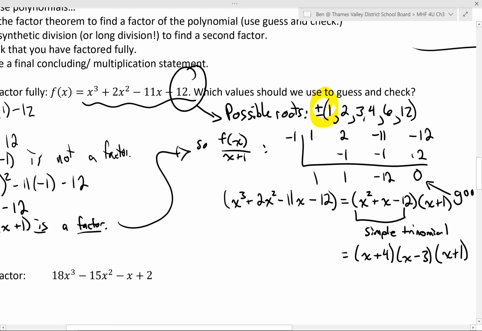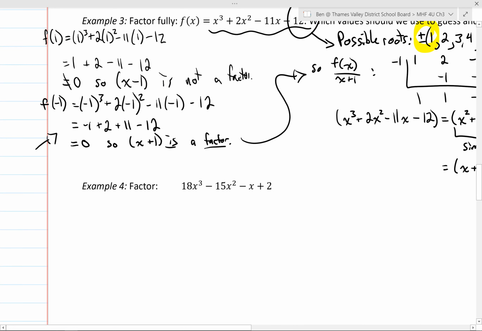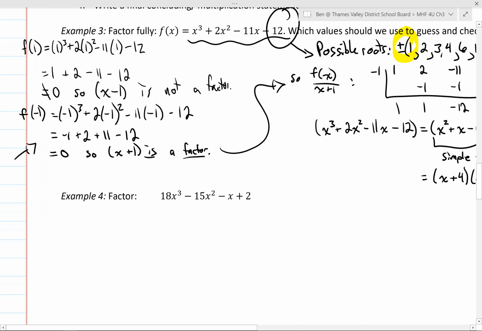Really I should have some brackets around these because it's plus or minus every single possible factor in here. Plus or minus 1, plus or minus 2, plus or minus 3, plus or minus 4, plus or minus 6, plus or minus 12. In total, I have 12 different roots I could have checked, and all I needed to check was 2 of them because I was creative with what I did once I found a factor. So you should be able to try that out a little bit further.